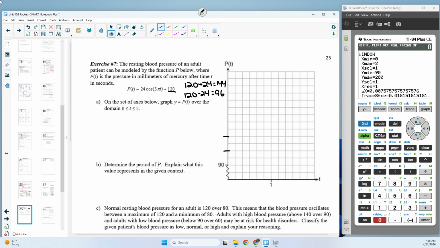So 100, 110, 120, 130, 140, 150. That looks pretty good. So I got 150 up here. I'll show 100. I don't need to label all the numbers. So that's going to blend in there.